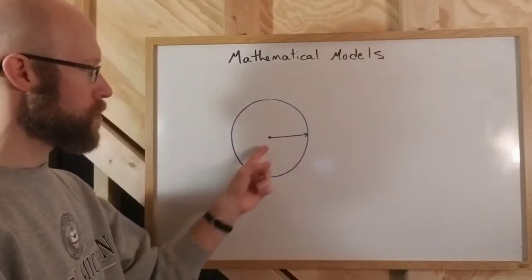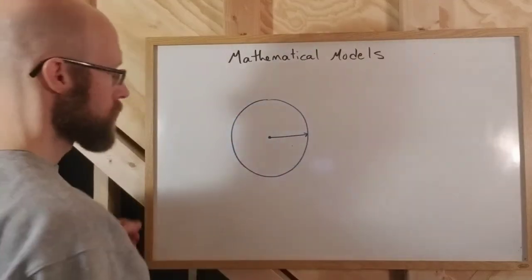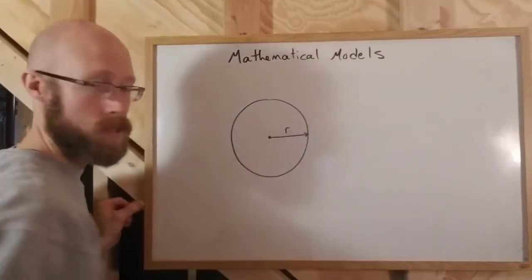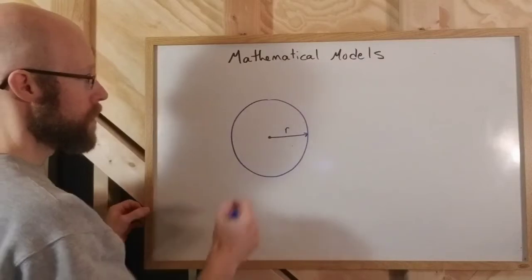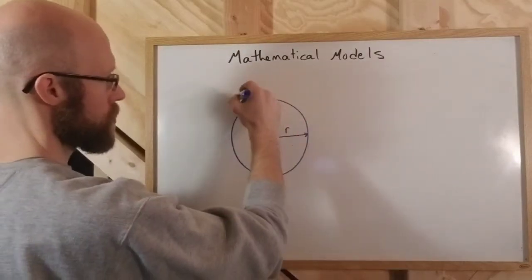It's every point that's equal distance from the center. That fixed distance is the radius. We'll talk more about that. The distance around the outside is called the circumference.